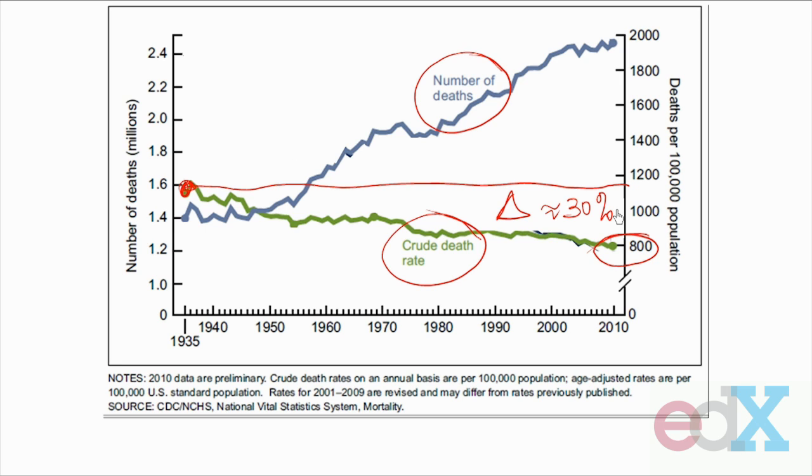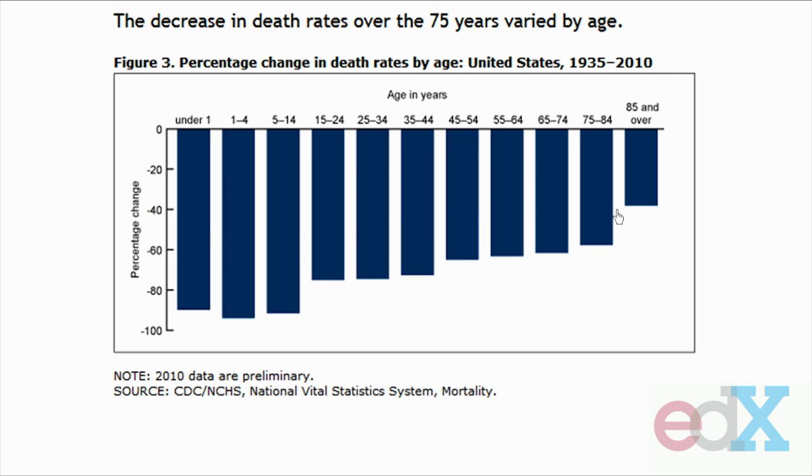This crude death rate is measured on the whole population. Now remember this 30%, because when we look at the components of the population, break them up into age groups, and look at what happened in the individual age groups between 1935 and 2010, in those 75 years, we see that the under 1 age group had an improvement of, what do you want to call that? That's about 90%. The 1 to 4 had an even bigger improvement. The 5 to 14, roughly the same thing. These improvements here and these from 15 to 44 are roughly in the 75% group.